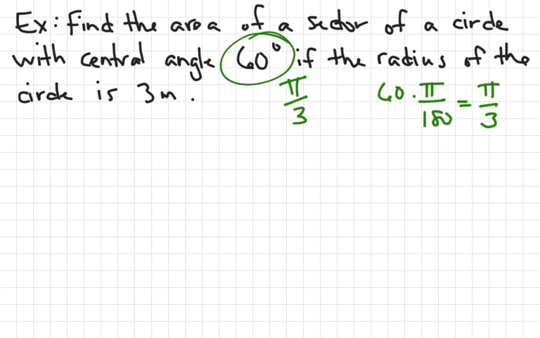So 0 is 0, 30 degrees is pi over 6, 45 degrees is pi over 4, 60 degrees is pi over 3, 90 degrees is pi over 2. It'll help you out. All right, now I'm ready to plug into the formula.